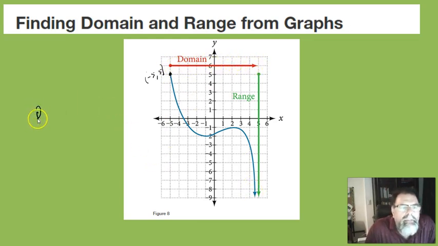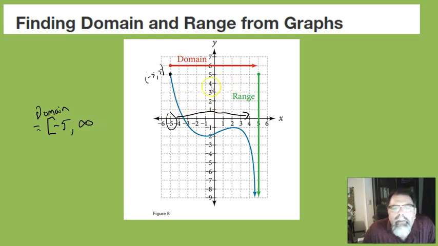So our domain's going to be, so you think of the x coordinates. So it's from -5, and it's going forever. So it'll be from -5 to infinity.